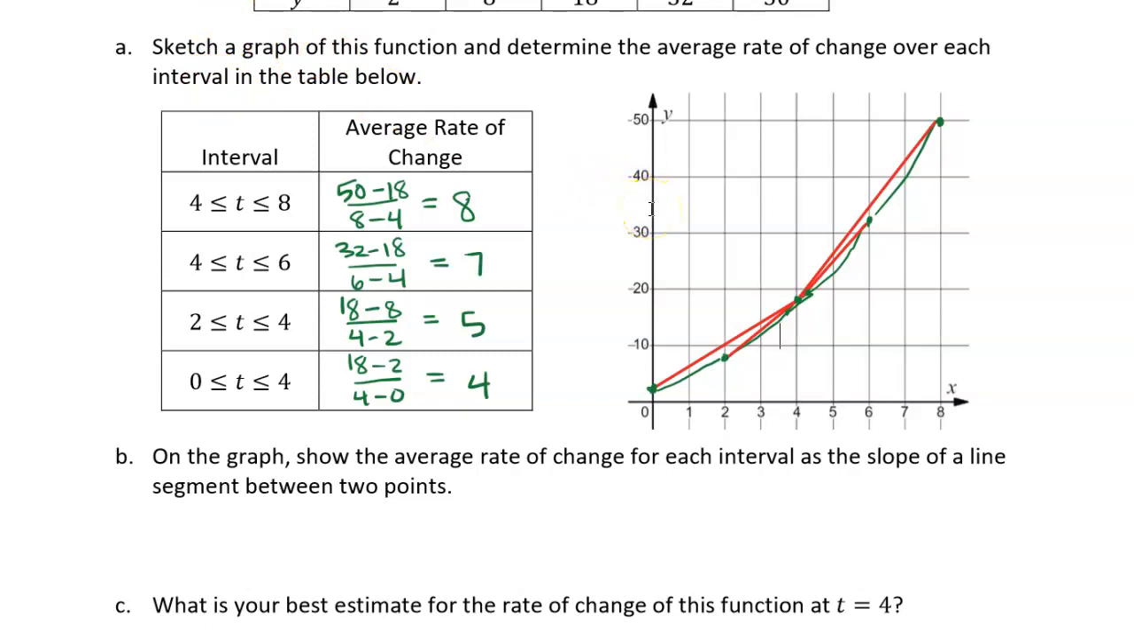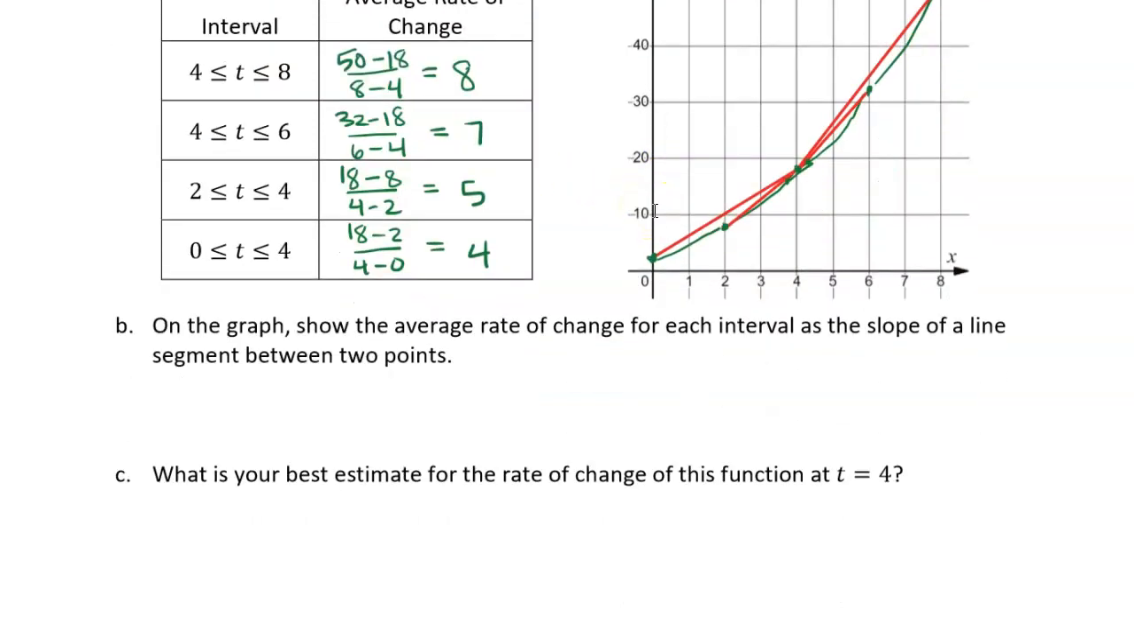We could do 3.9 and 4.1, or we could do 3.99 and 4.01, and we could get a value. But you can estimate what the average rate of change is from what we've got, just because it looks like the slope of this curve is getting steeper, right? And so on this side, from 2 to 4, we have the slope is 5. From 4 to 6, we have a 7. And so it would seem reasonable that the slope at 4 would be somewhere between 5 and 7.